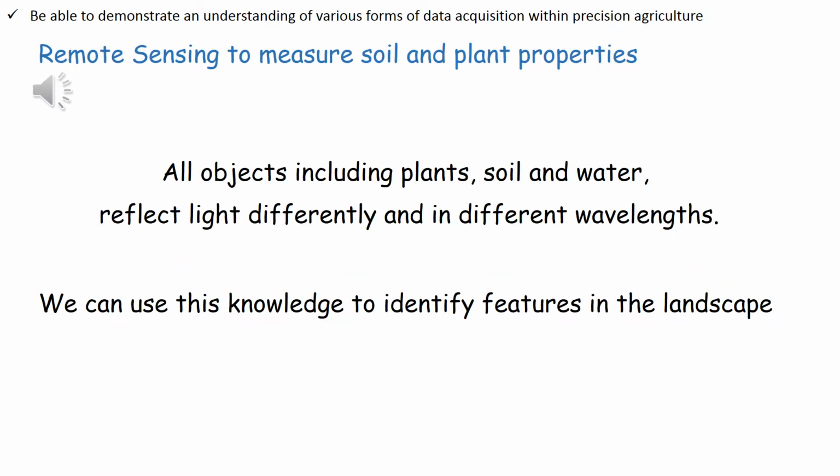All objects reflect light differently and in different wavelengths. This information allows us to distinguish between plants, soil, water, and other objects in the landscape. The following slides will discuss how this process occurs.